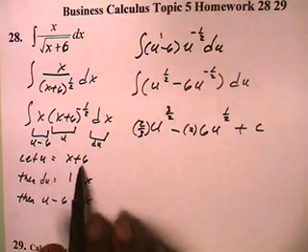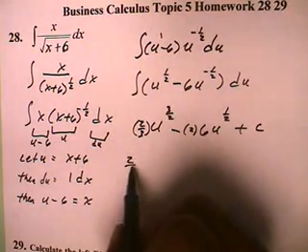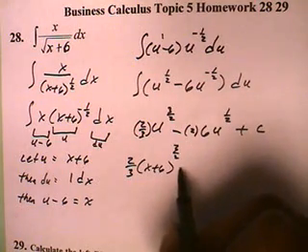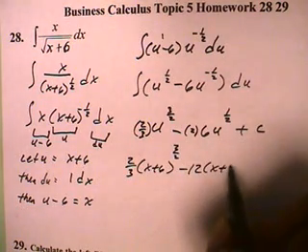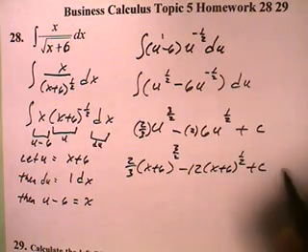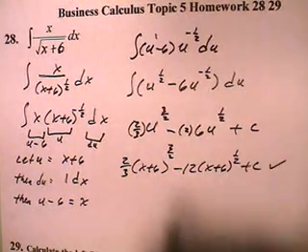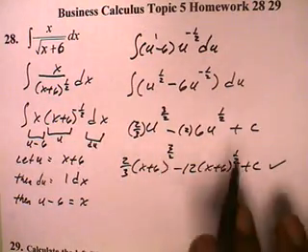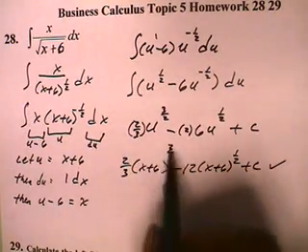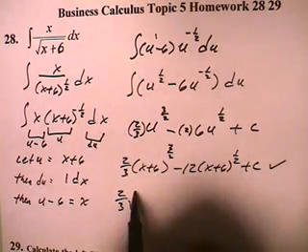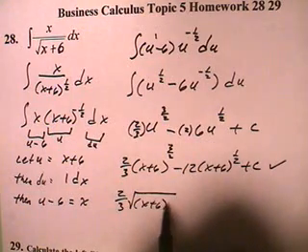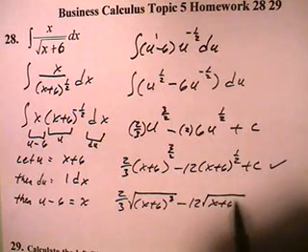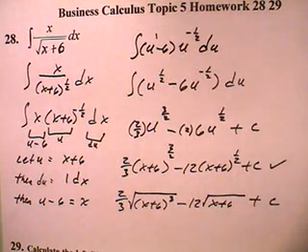Now I'm going to return all the u's back to x plus 6's. So we'll have 2/3 x plus 6 all to the 3/2 power minus 12 x plus 6 all to the 1/2 power plus c. Now this solution here will go well back into the computer as an answer, because the computer kind of likes the fractional exponents. If you were testing on paper, you would actually convert the fractional exponents to roots. So this will be the square root of x plus 6 all to the 3rd power minus 12 times the square root of x plus 6 all to the 1st plus c.